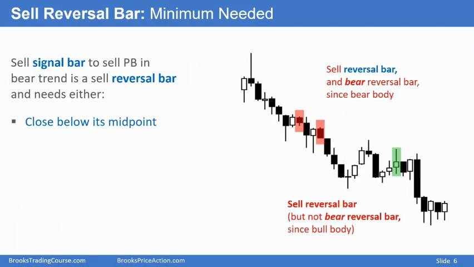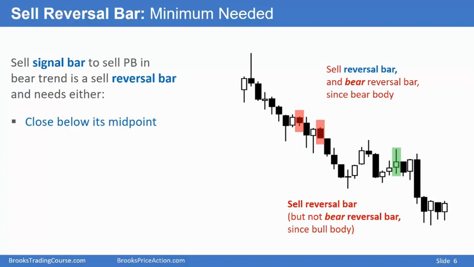What's the minimum that a trader needs to see for a sell reversal bar? Well, a close below the midpoint. Here we have a small bear bar. We have a bear trend, 5 bars down, 6 bars down. And we tried to reverse, not very strongly. So it became a bear flag. And traders look to sell. They like to sell below bear bars. So here is a bear bar. They'll sell below that. Here we have a small double top bear flag. They'll sell below that bear bar.